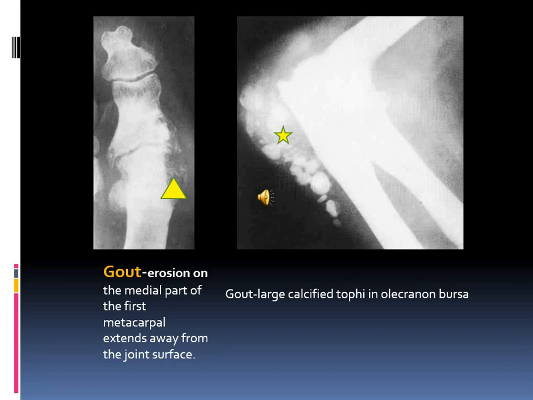So, two criteria are noted in gout: the type of the erosion, which is noted medially in a specific site, which is the big toe, and also we have the case of tophi in the elbow joint, which is very clearly noted in this image.